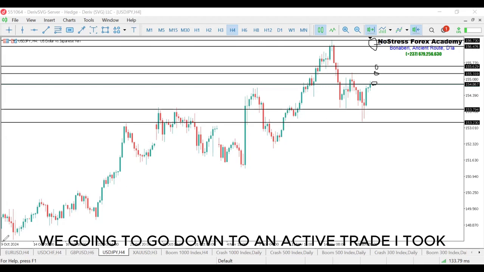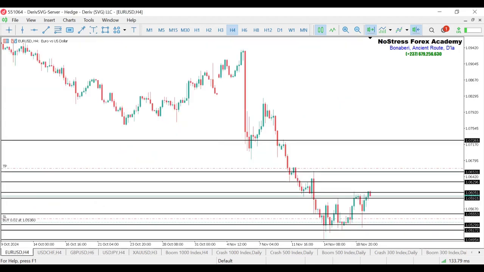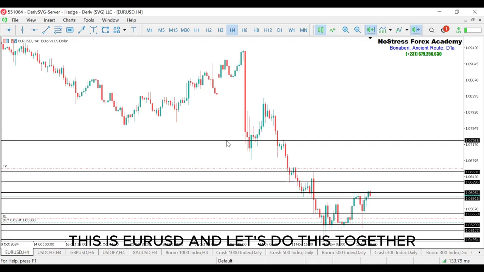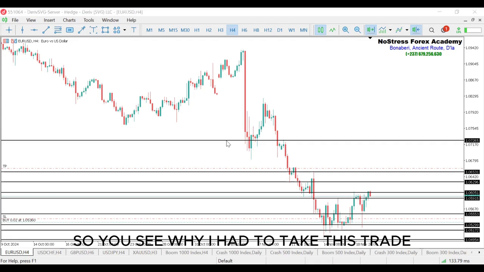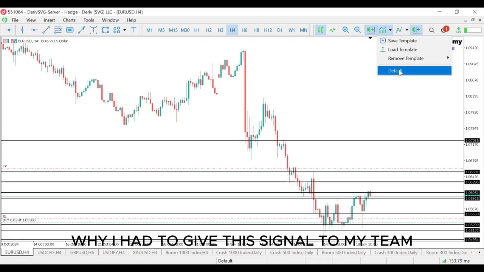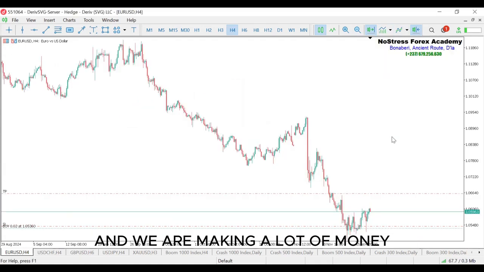We're going to go down to an active trade at 2 using the same strategy. This is Euro USD, and let's do this together so you see why I had to take this trade, why I had to give this signal to my team, and we are making a lot of money.